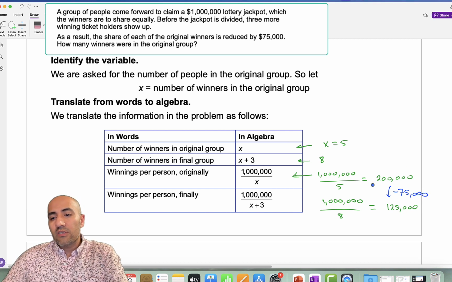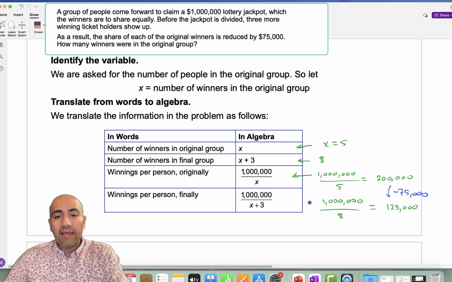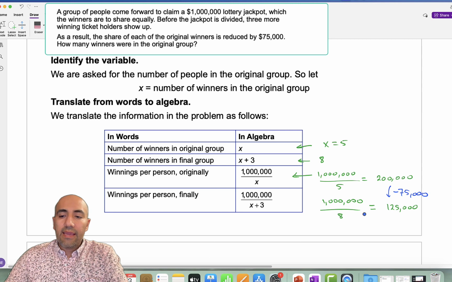Okay, so they were originally going to be 5 winners. They each were going to get 200,000. After 3 people were added to the winning pile, then there was a total of 8 winners. And 1 million divided by 8 is 125,000, which is decreased by 75,000.